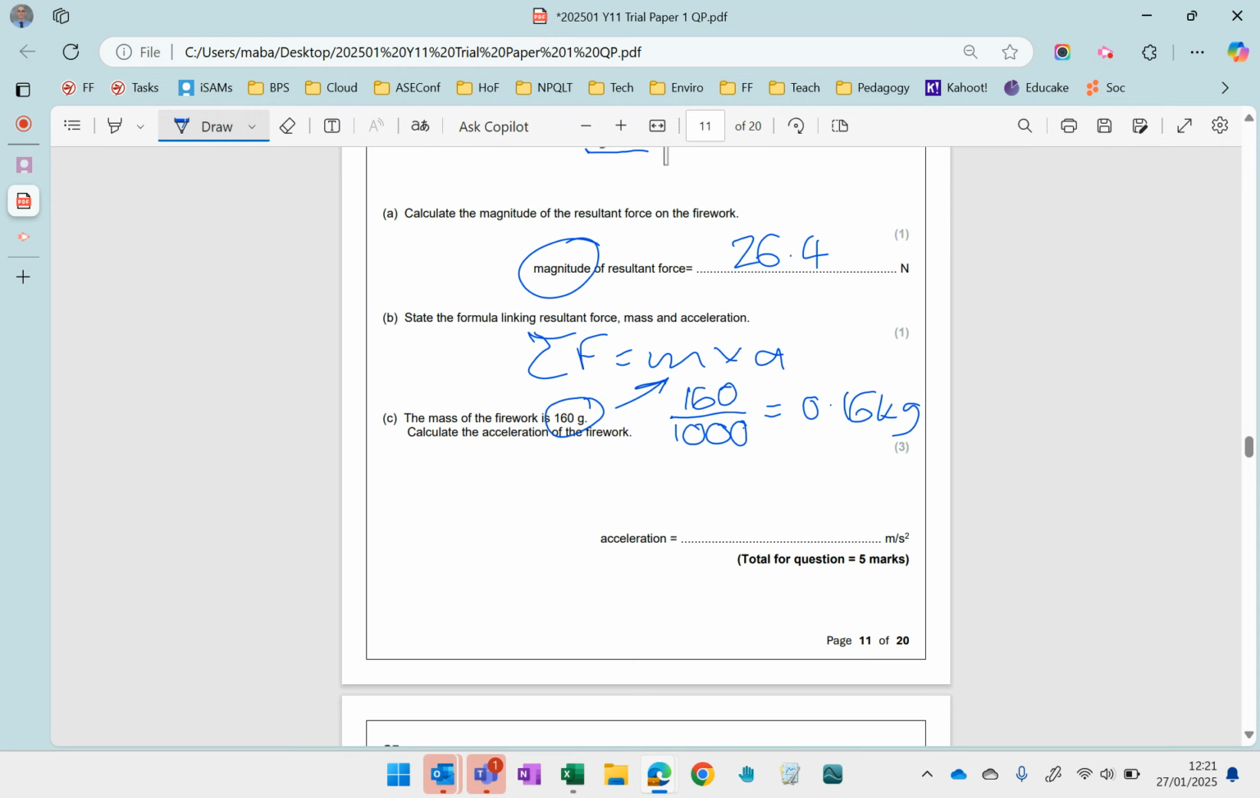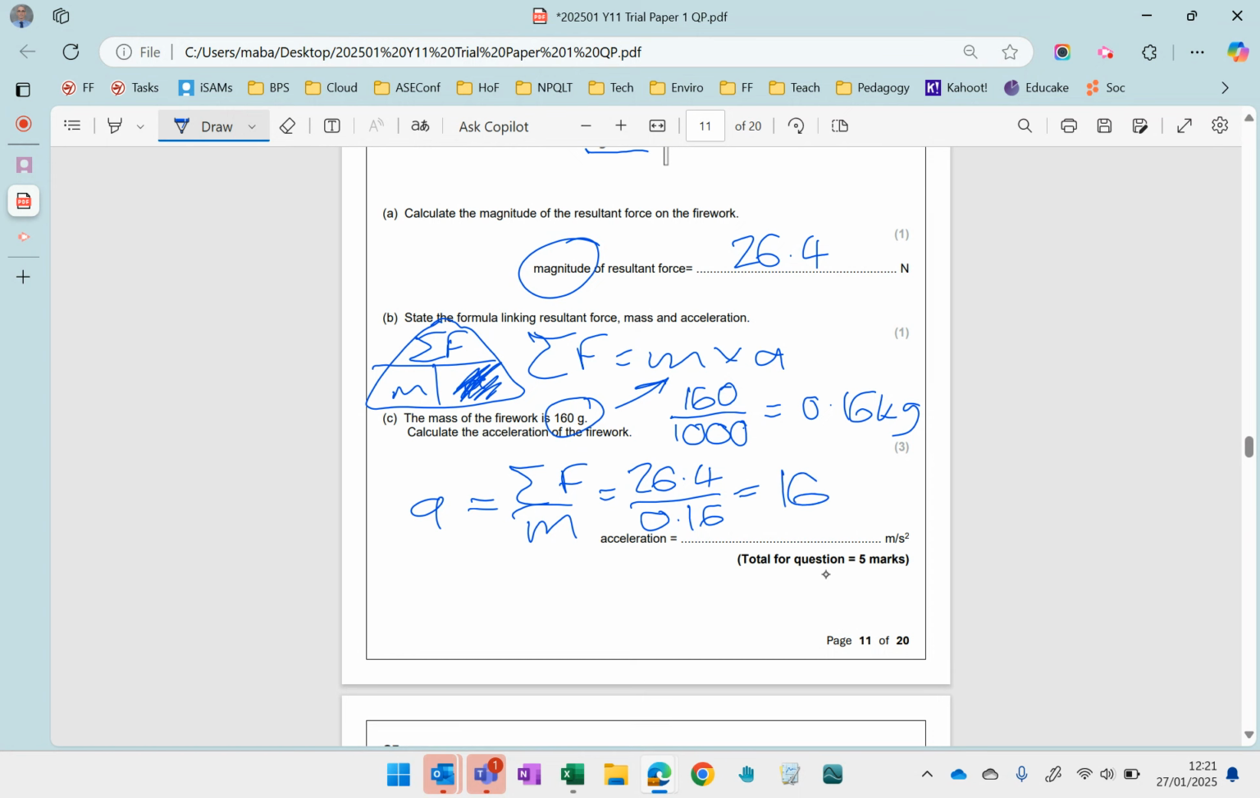Okay, so now we calculate the acceleration of the firework. Again, I'm going to use my formula triangle to help me rearrange this. I'm going to cover up A with my thumb, and that leads me to sigma F over m as the correct rearrangement. The resultant force you worked out as part of the previous question, and the mass we've just worked out together there. That means that you should get an acceleration of 165 meters per second squared.